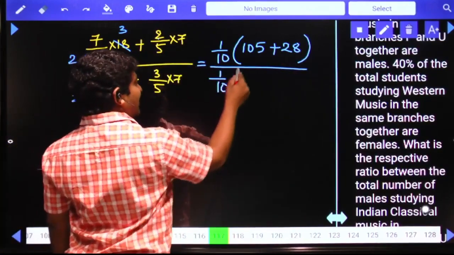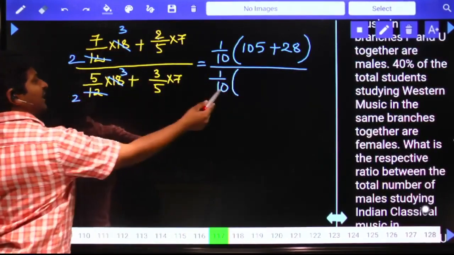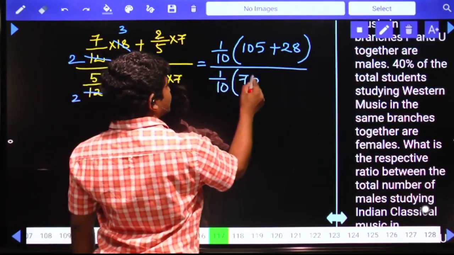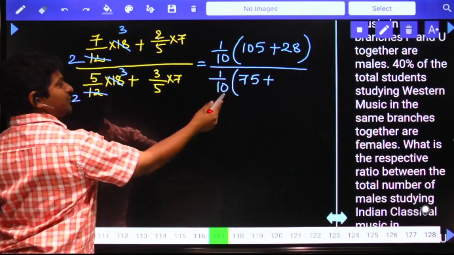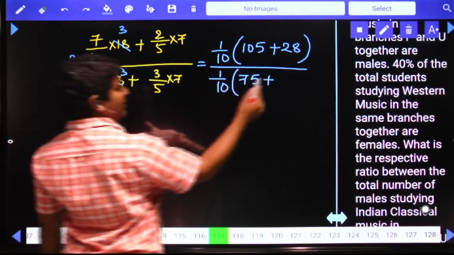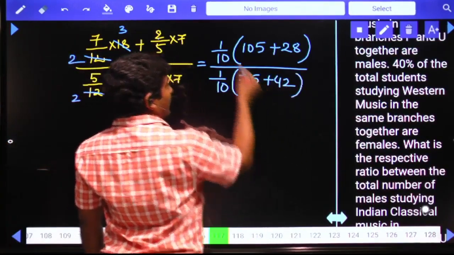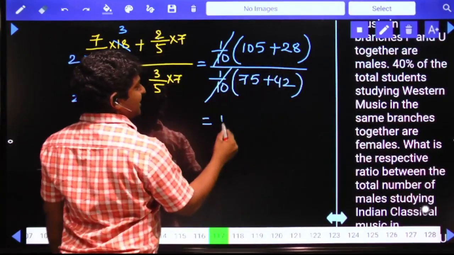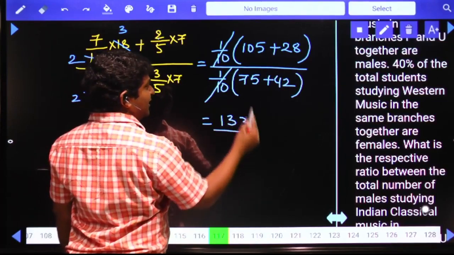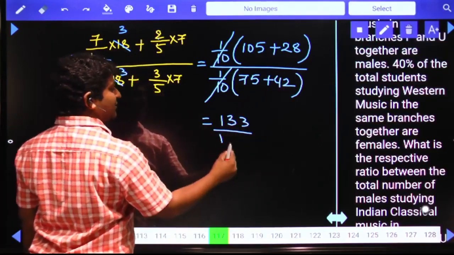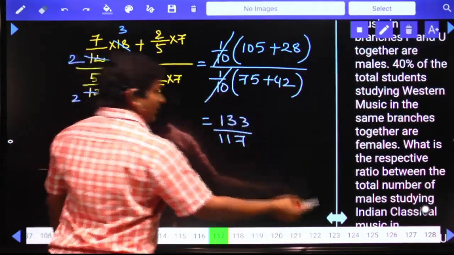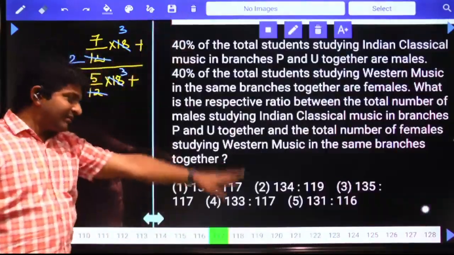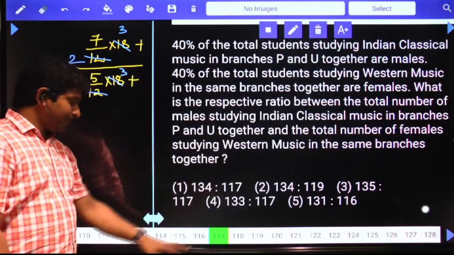LCM is 10. Let me take again 1/10 common. 2 times 5 is... 5 times 5 is 25. 25 times 3 is 75. Plus 5 times 2 is 2 into 3, 6. 6 into 7 is 42. The 1/10 gets cancelled. 105 plus 28 is 133, divided by 75 plus 42, that is equal to 117. 133 by 117. Fourth option is the answer.